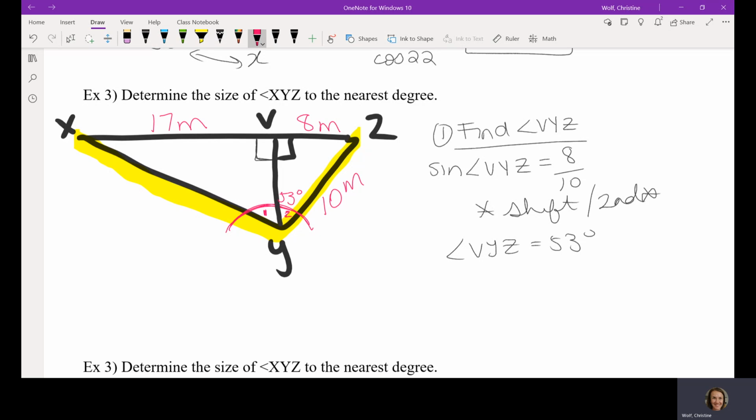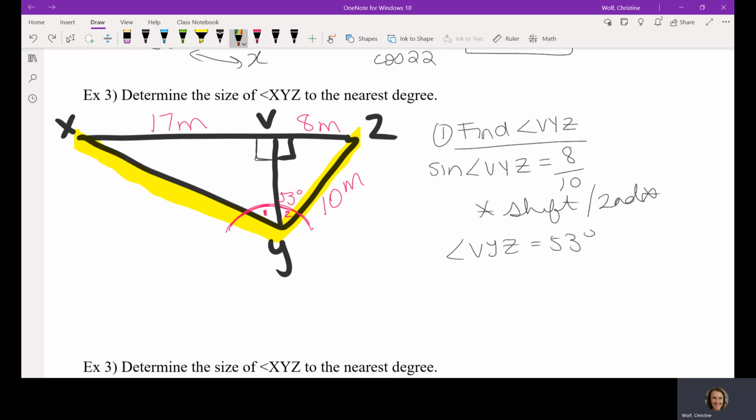So, okay, I got hands up. Hayden, what do you think? Yes, we have to find this shared side. Okay? How? Yeah.